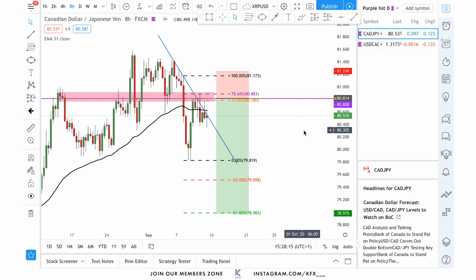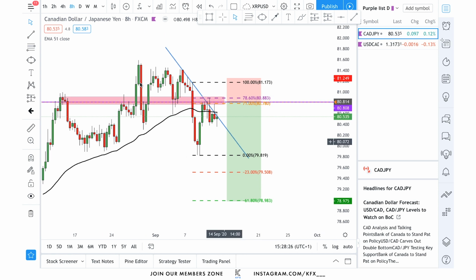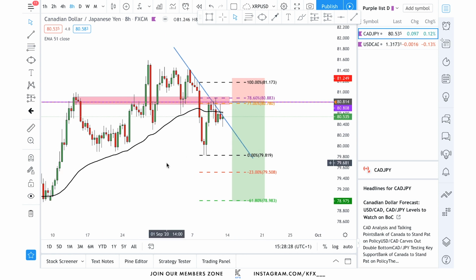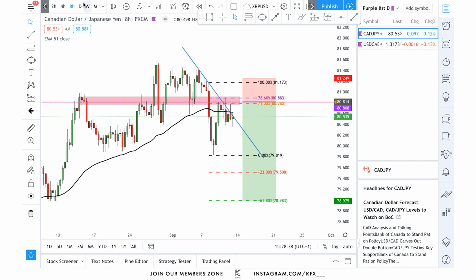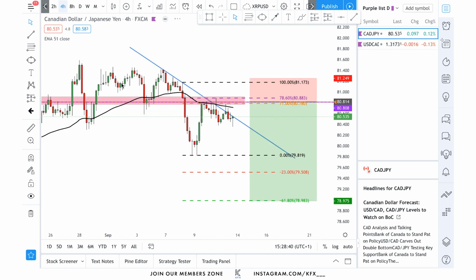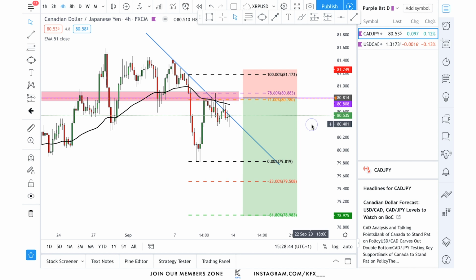So first up we have CAD Japanese yen. We are looking for a sell on this pair. So this is what my analysis is looking like currently, and I'm just going to break this down for you and explain why it looks like this and what I'm looking for in the coming week or 2 weeks. Let me just go down to a smaller time frame quickly. Okay, this is what it's looking like. Let me just clear my chart and you guys can see what's going on.